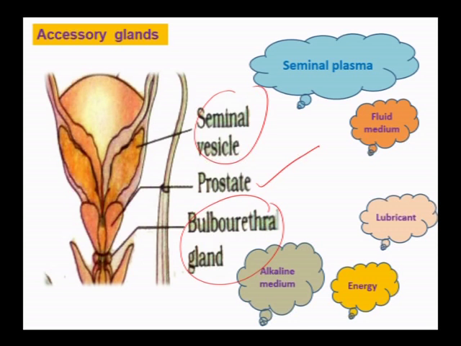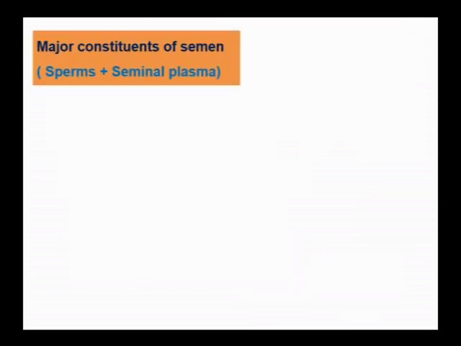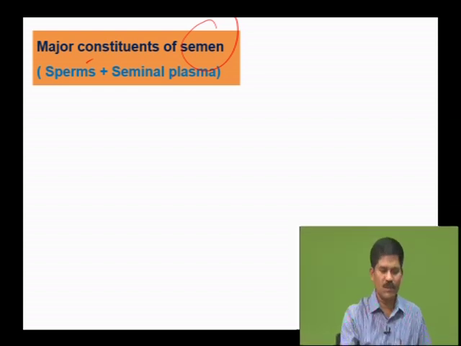The secretions of accessory glands are called seminal plasma. It is mixed with sperms in the duct system and it forms semen. So sperms along with the seminal plasma are called semen. The secretions together constitute seminal plasma; sperms and seminal plasma together constitute semen.